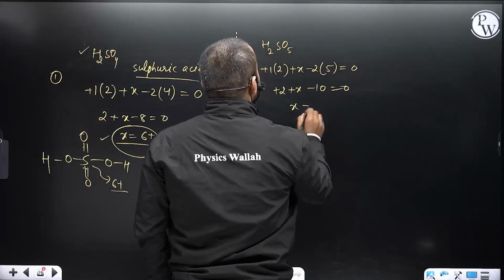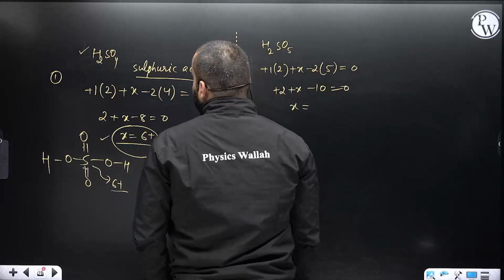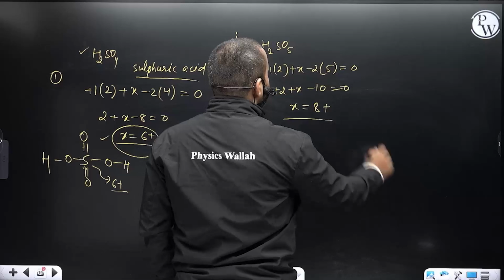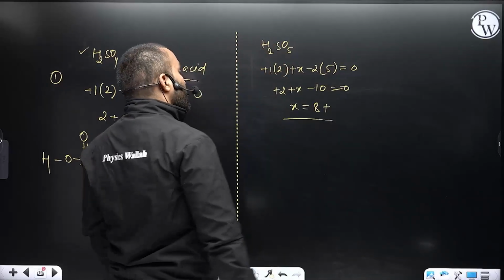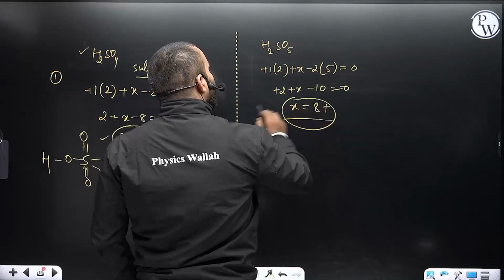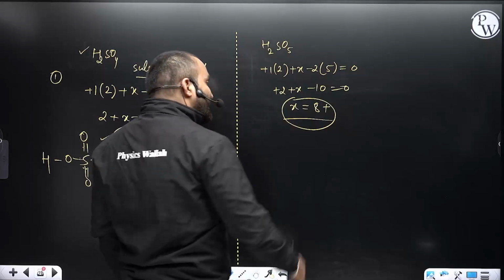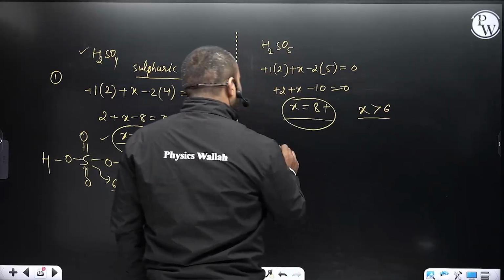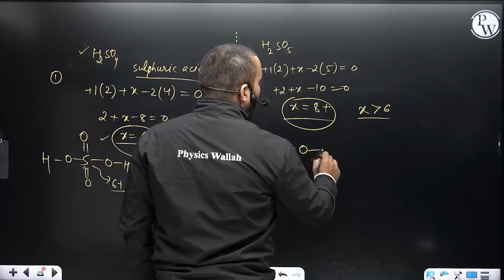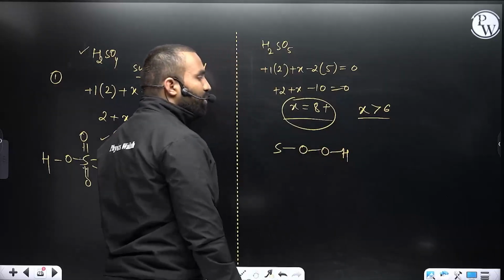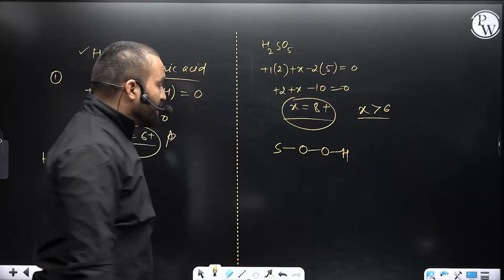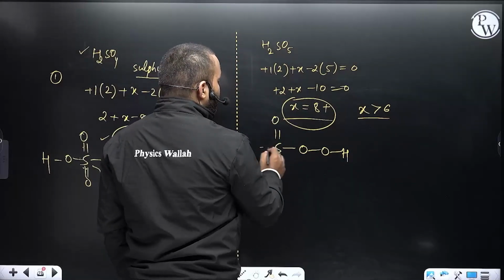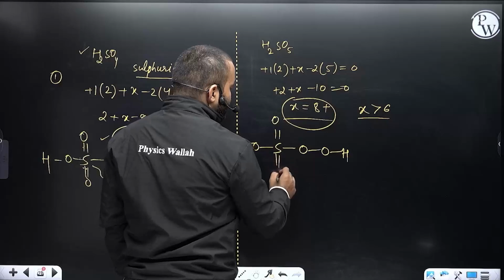X comes out to be equal to how much? 8 plus. Am I right? Is my calculation okay? If you get an oxidation state greater than the highest oxidation state, which is 6 plus, then your compound will definitely have a peroxy linkage. Your compound will have a peroxy linkage. This O-OH is known as a peroxy linkage. The rest of the compound will be exactly the same.